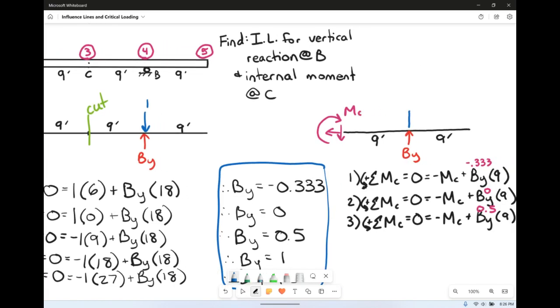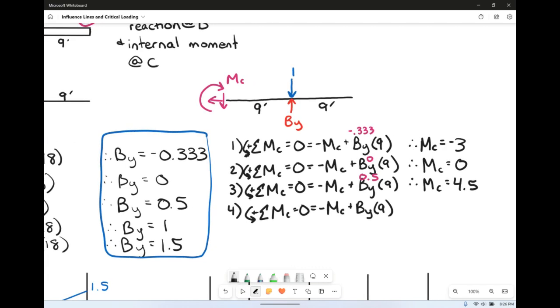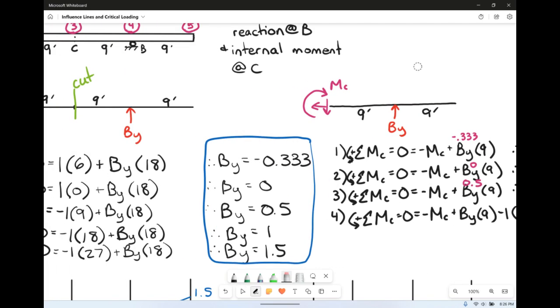Spot 4 has finally made it onto our free body diagram, right? We're finally past the cut. So our equation is going to change just ever so slightly here. So at spot 4, we're going to sum the moments about C, setting it equal to 0. We've still got negative MC. We still have plus BY times 9, but we also have this 1 going in the wrong direction, also times 9. So that's going to cancel out, and moment at C is then equal to 0. Fun. Then we've got to unload it, and we've got to reload it one more time at spot 5.